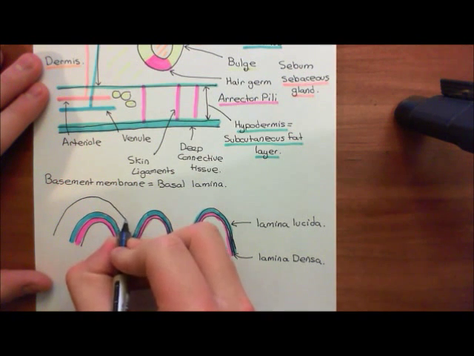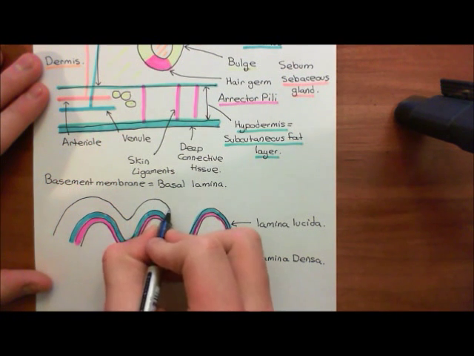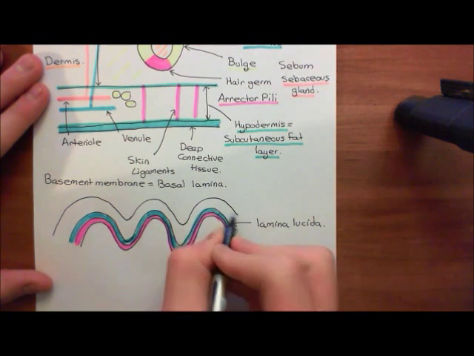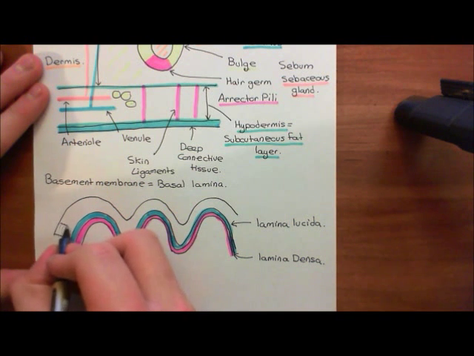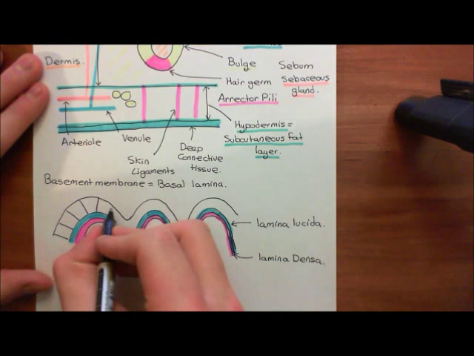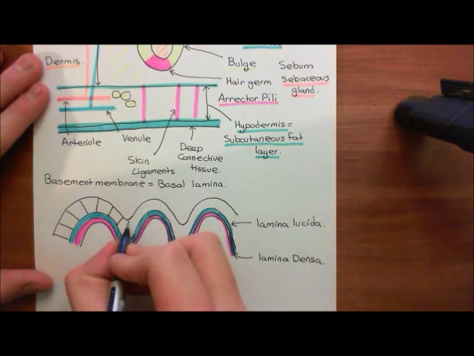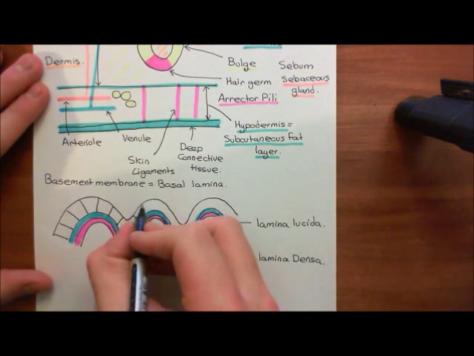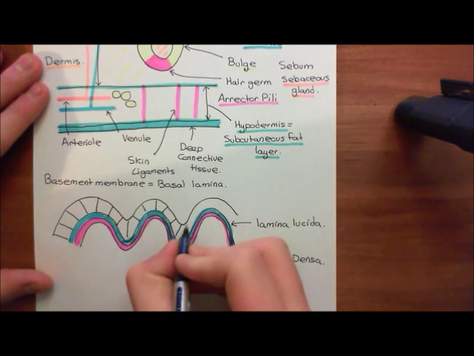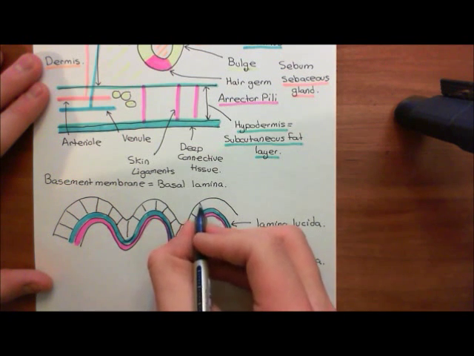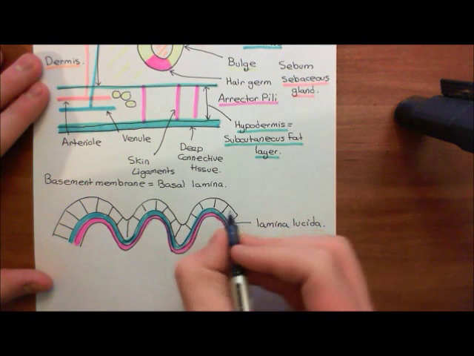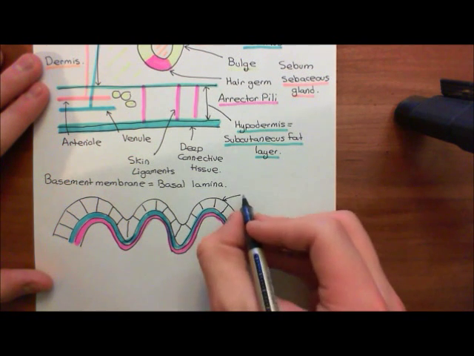So we're going to start by discussing lamina lucida, and this is the layer that's going to connect to the basal keratinocytes here. I'm now showing the bottommost layer of cells of the epidermis. We're not going to discuss this right now. We're going to firstly discuss the basement membrane, but I think it's worth putting this here because we need to discuss the fact that the lamina lucida is going to connect to this basal layer of cells of the epidermis.